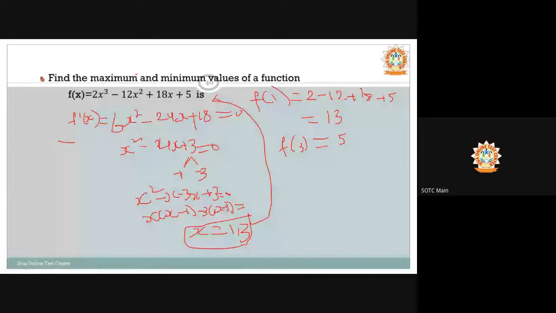So now let us suppose if you want to draw a graph for this f of x, right? So let us see, like this it is moving. It is moving like this, right? So it is saying that at a particular point, let us suppose x is equal to 1, it is attaining the maximum value, that is 13. At 3 it is attaining the minimum value, that is 5.